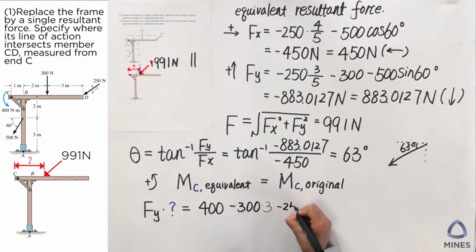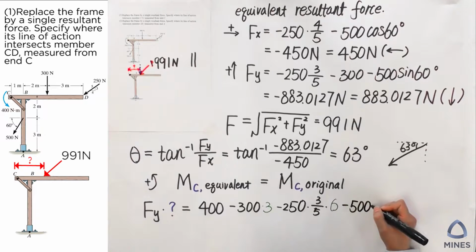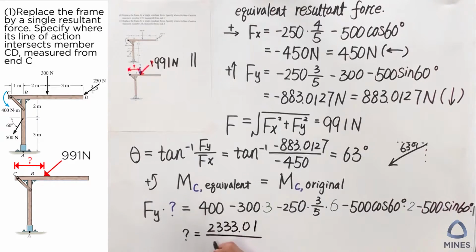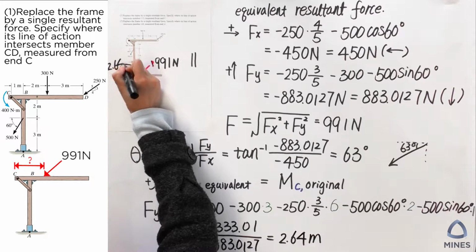For the 250 Newton, only the y component is going to create moment. However, for the 500, based on the dimension, you can see both x and y components are going to create moment. So in this equation, you can see there's only one unknown, the distance. So which means we can solve it, and we can identify the location here is going to be 2.64 meters.